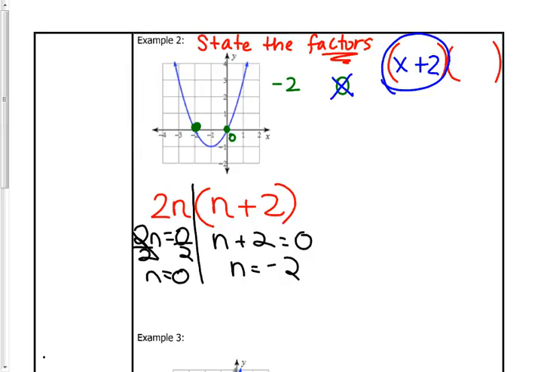But for now, the only factor that we can guarantee that we have here, because we really don't know what the expression looks like, is that we at least have the x plus 2 or the n plus 2, because we know this one for sure. So we can just switch that sign and make it a factor, okay?